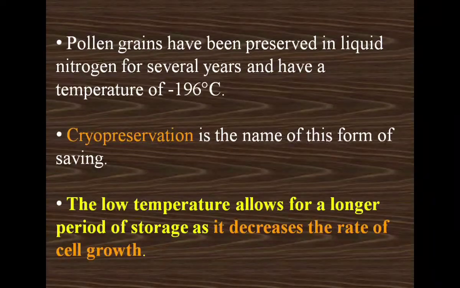Pollen grains have been preserved in liquid nitrogen for several years, at a temperature of -196 degrees Celsius. Cryopreservation is the name of this form of saving. The low temperature allows for a longer period of storage, as it decreases the rate of cell growth.